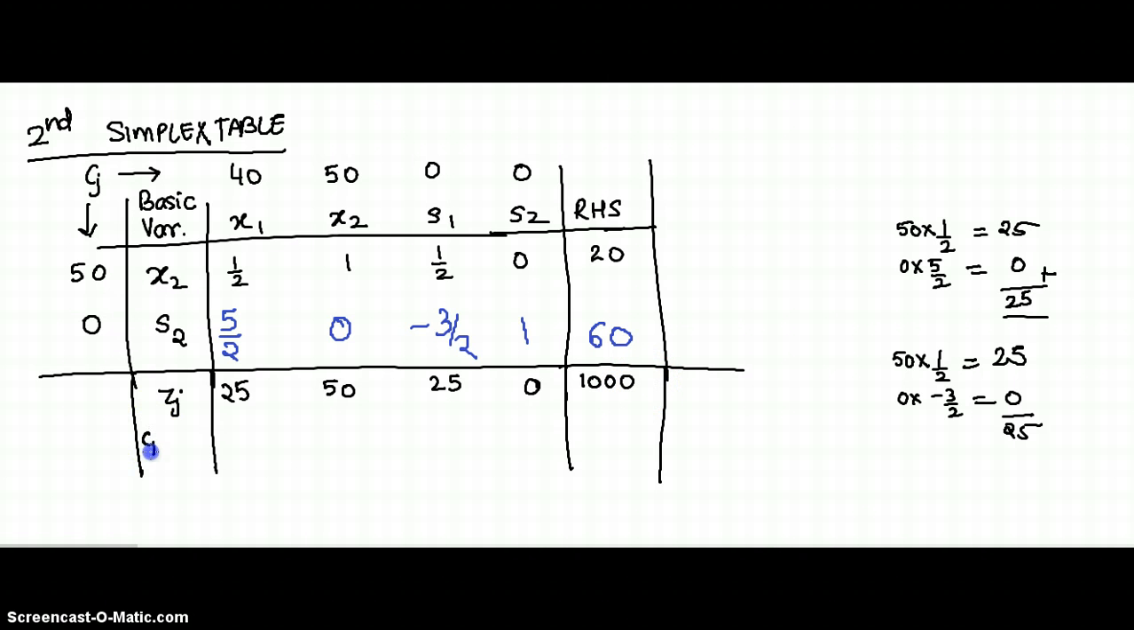Now the next step is to calculate Cj minus Zj. 40 minus 25. That is 15. 50 minus 50, which is 0. 0 minus 25 is minus 25. 0 minus 0, which is 0. Now here we'll see that we have one positive value. Even though we have 0 and negative, still one value is positive. So again, the solution is not optimal.